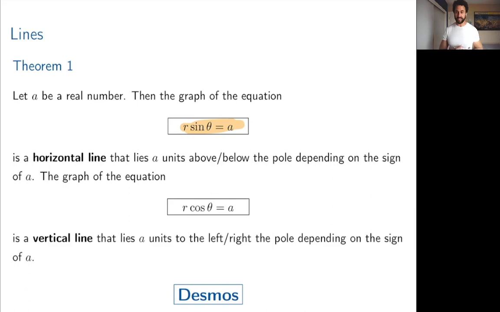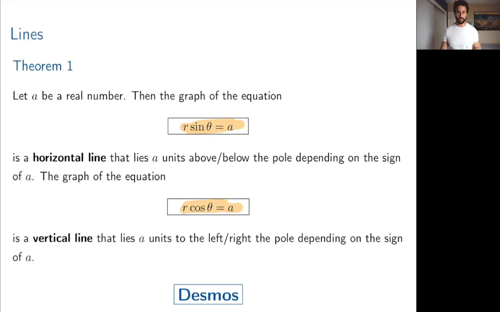And a will tell you how many units above or below the pole you are, depending on the sign of a. And then if you used cosine instead, r cosine theta, that one's going to be a vertical line. That's why secant was giving us a vertical line, right? R equals secant theta. In that case, a was 1. This will give you a vertical line that lies to the left or right of the pole, depending on the sign of a.